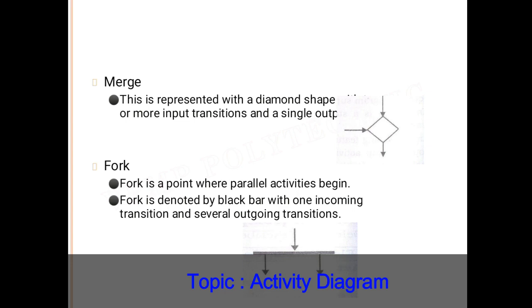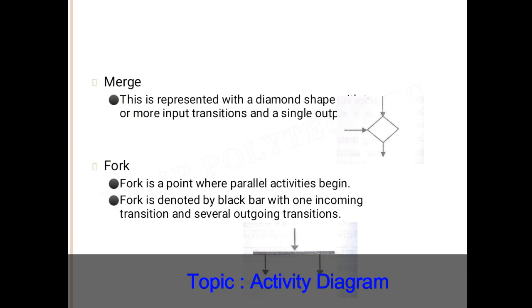Okay. Next, whenever activities merge, such as counter as well as user as well as employee with system, then we have to use this type of diamond symbol for merge. So this is represented with a diamond shape, with more than one input transition and a single output transition.